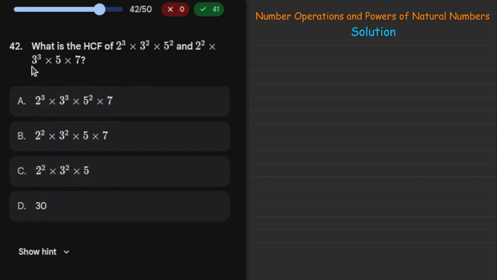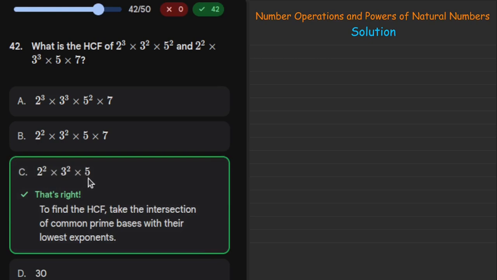3 to the power 2 and then 3 to the power 3. We want the lowest. So among these, they all have 3 to the power 2. Out of the 5, there is 5 here and then there is 5 here. It is to the power 1 and this is to the power 2. The lowest is to the power 1. But we have a 7 here, we don't have a 7 here. So that should tell you that this is eliminated. And our right answer is C.